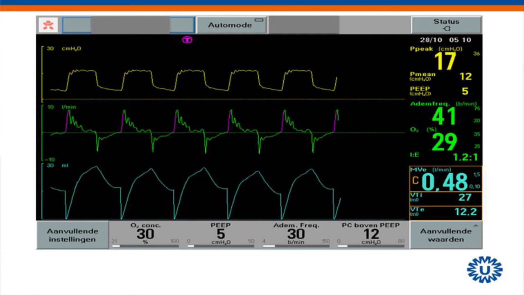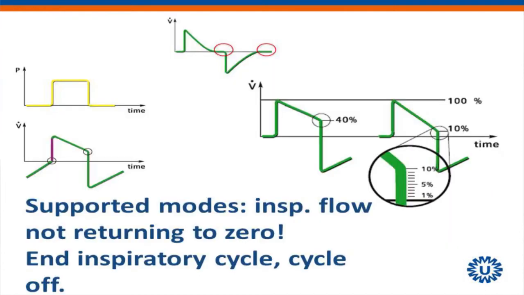What do you think? Does this patient have a cuffed tube? No, he didn't. This is a different one, and a difficult one.